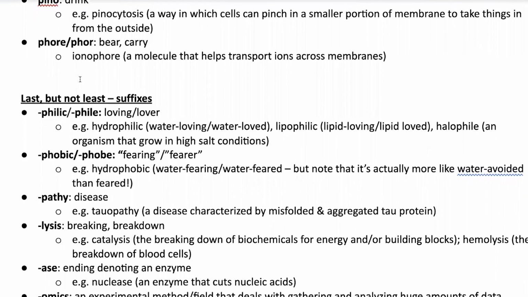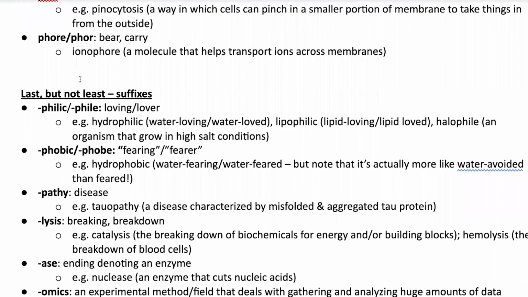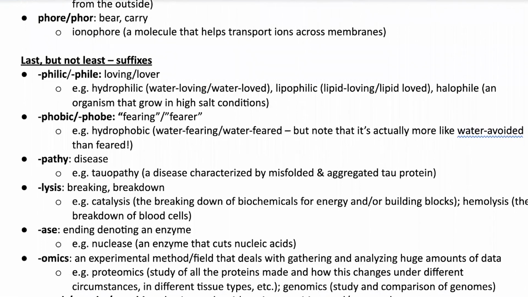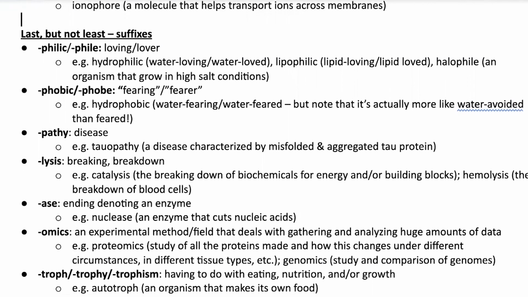Phor, this is to bear or carry. So an ionophore is a molecule that helps transport ions across membranes, where ions are charged particles. An ionophore is going to help those things get across the membrane, and they need help doing that because those membranes are all lipidy and stuff, and so often they need help. And so an ionophore can help transport them.